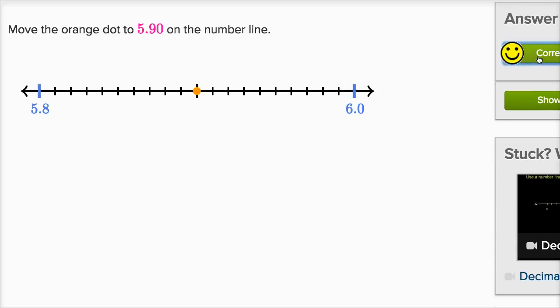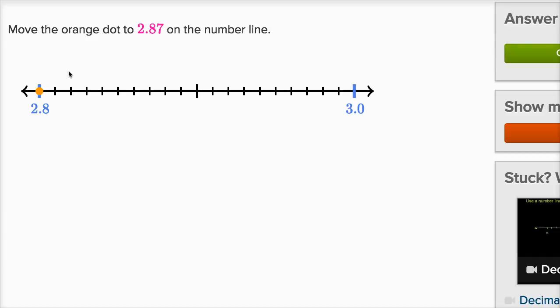All right, let's keep doing some more of these. Move the orange dot to 2.87 on the number line. All right, this is interesting. So this is 2.8, that's 3.0. Halfway in between would be this longer tick mark right over here. This would be 2.9. And so 2.87, this is just like we saw in the last example. Each of these is a hundredth.